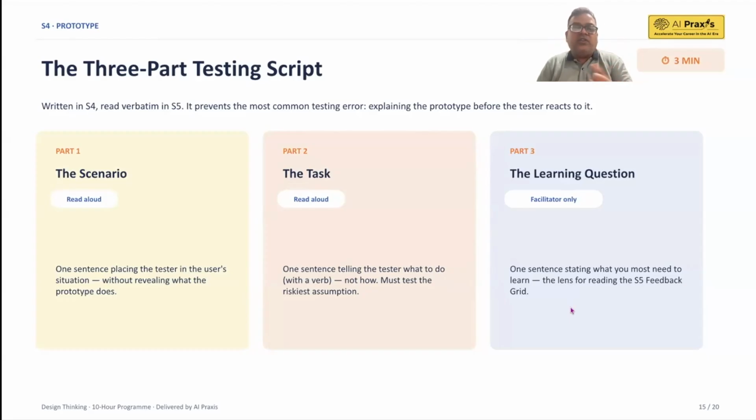The second one is the task. So tell the user what to do, right? Not how to do it. Keep it simple and focused on your riskiest assumption. And the third, which is the learning question, and this is in fact only for your team. The tester never sees it. It reminds you what you're trying to learn. For example, can the user complete, let's say, this task without help? Or does the user trust this feature? A testing script will always keep every team member consistent and ensures you are collecting evidence, not opinions. So remember, don't guide, don't defend, and don't explain.